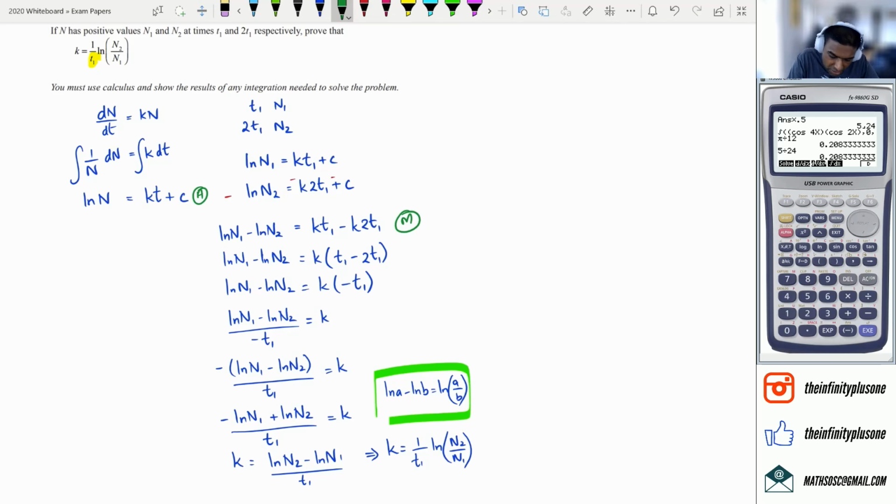So as I said, you could have actually done this question in a different way. You could have rewritten this as c is equal to ln of n1 minus kt1, and c is equal to ln of n2 minus k2t2, and then you could have put the two c's together and done it the other way as well. And the final answer, getting it to the proof, gets you an excellence. So, wasn't a bad differential equation for an excellence question. Cool, that's question 1, guys.